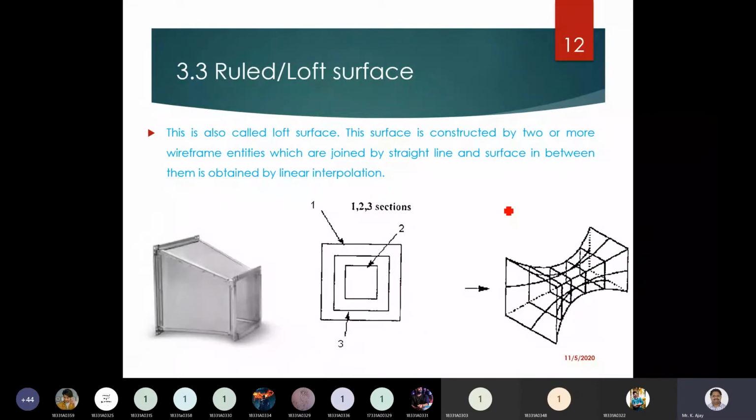Now coming to the third variety, this is also an analytical surface only. The third variety of analytical surface is the ruled surface. It is also called a loft surface. One of the applications is AC ducts. You can understand this whenever you want to create a surface between different cross sections. For example, if you consider the cross section of this particular AC duct component, here you can imagine a big rectangle.